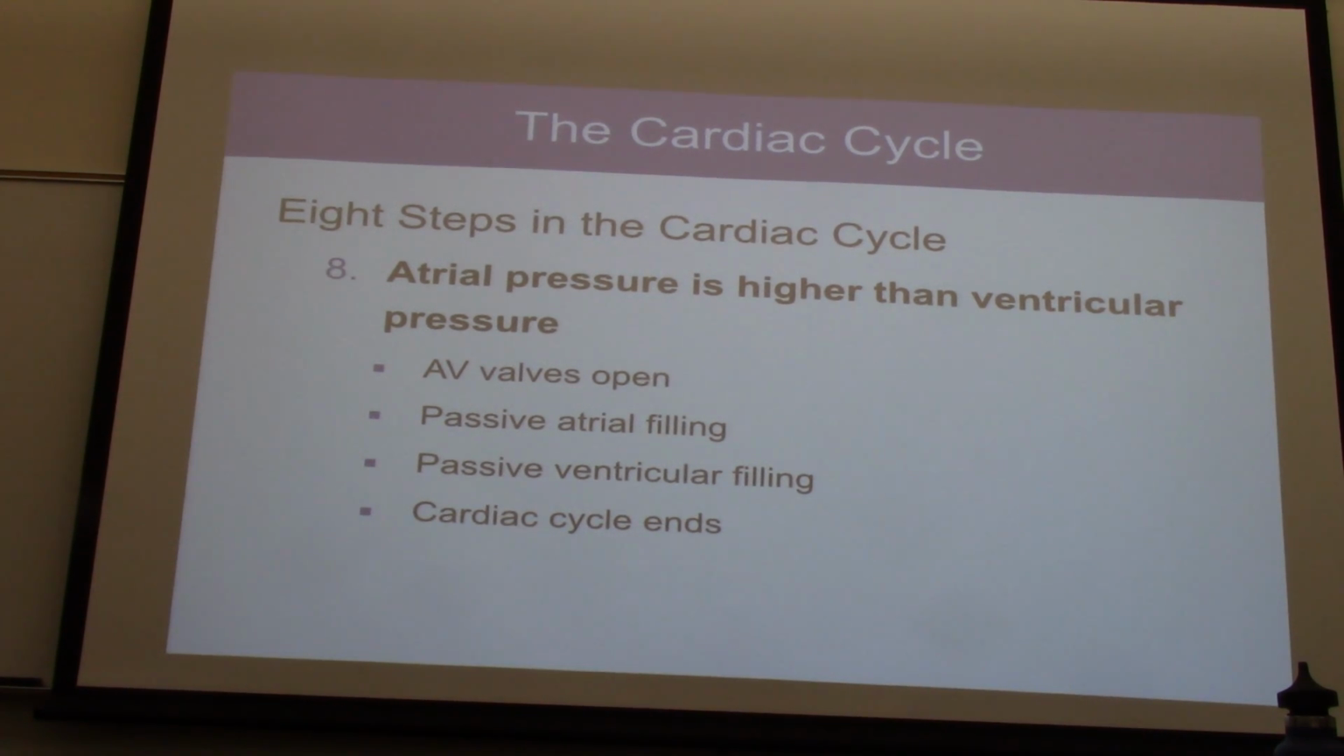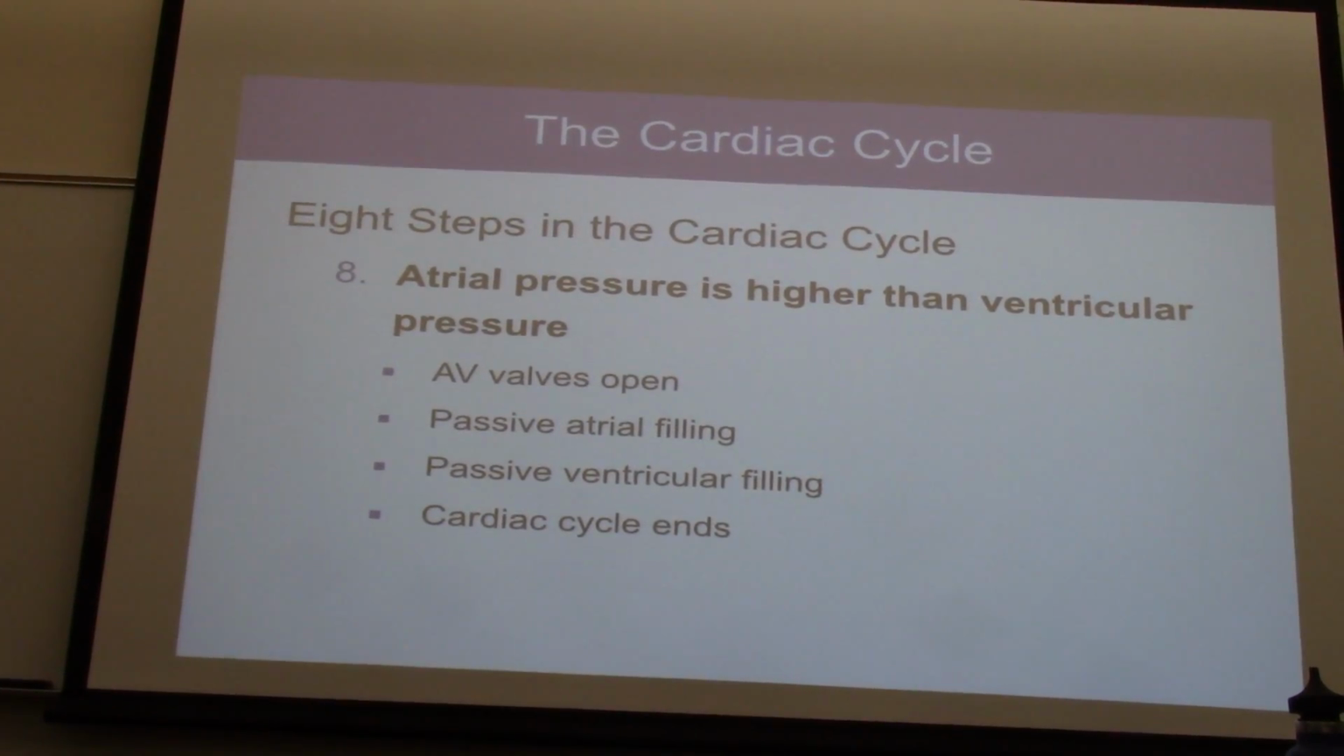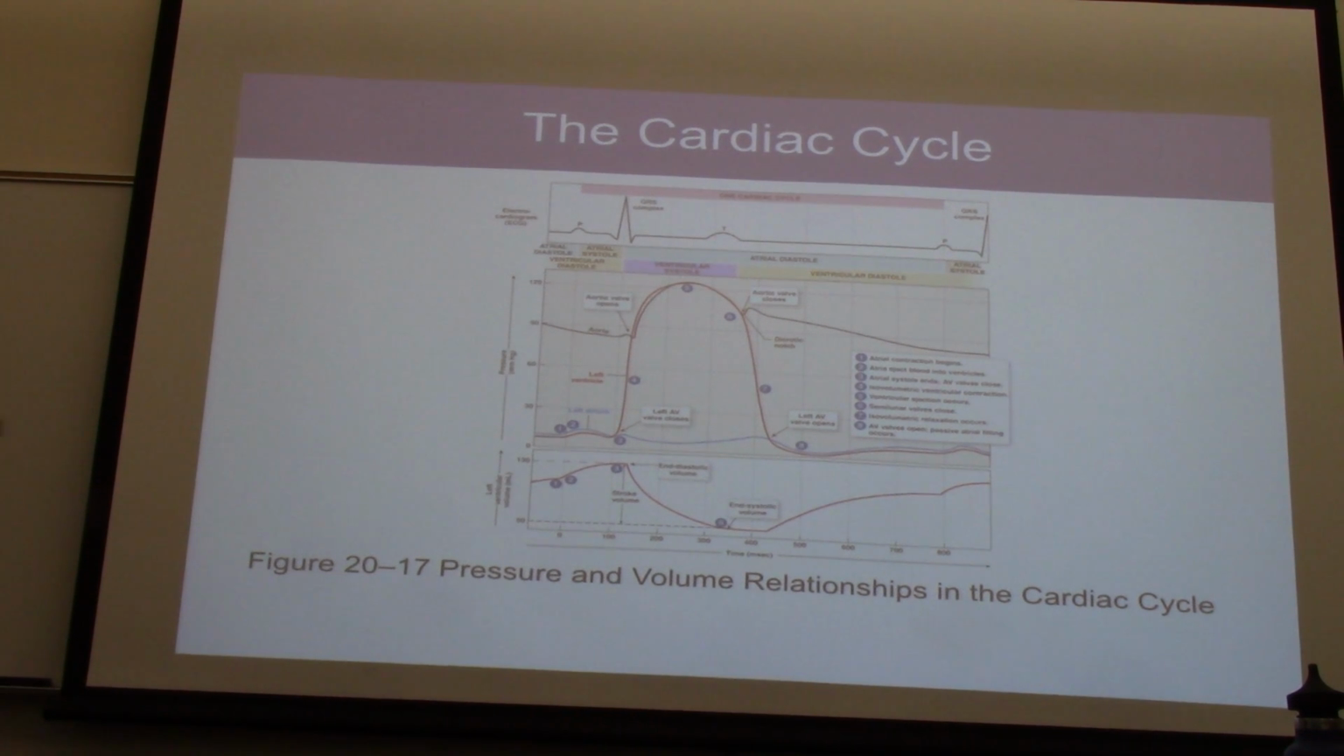The AV valves are open, the atriums have been passively filling with blood just coming back from the vena cava and so forth, and then it just kind of pours on down into the ventricle. That's where we started the cardiac cycle, when the atrium then gets ready to contract to start off another cycle, at this point right here. Okay, so one more time, same diagram.